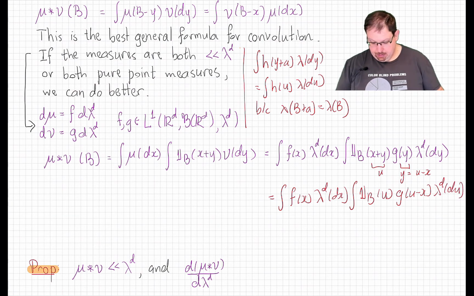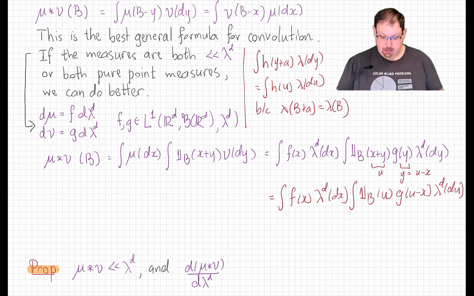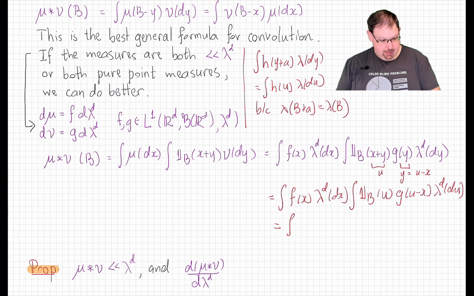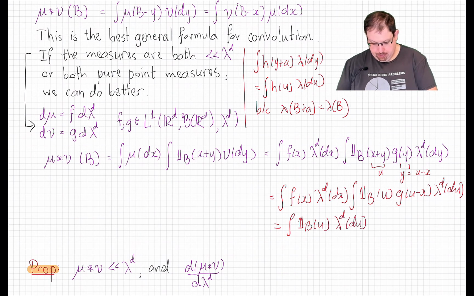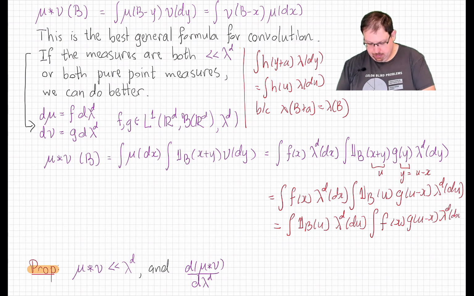integrated against du. Now I'm going to apply Tonelli's theorem, everything inside is non-negative and measurable, to exchange the order of integration, and therefore write this as the integral of the indicator function of b against lambda of the integral of f at x g of u minus x against lambda of dx. If I give this inside function a name here, I'm going to call it f star g at u.